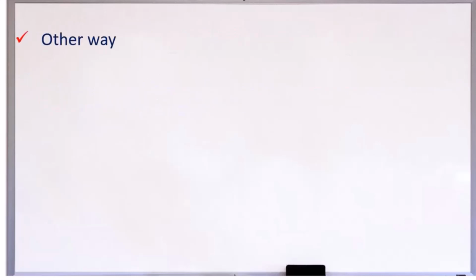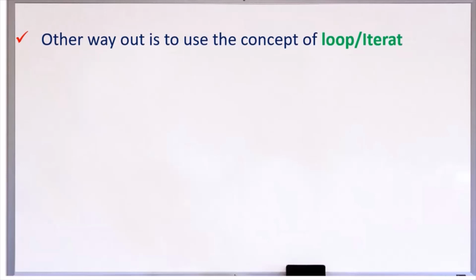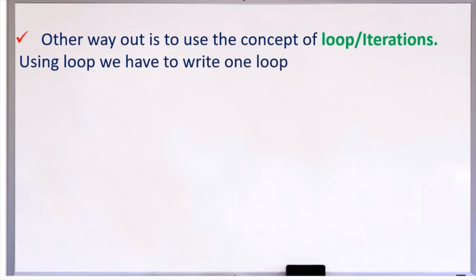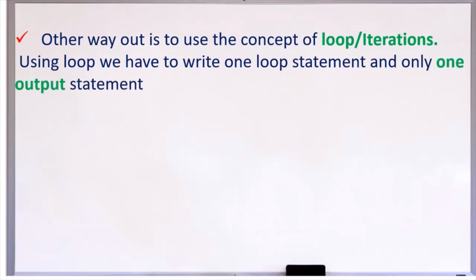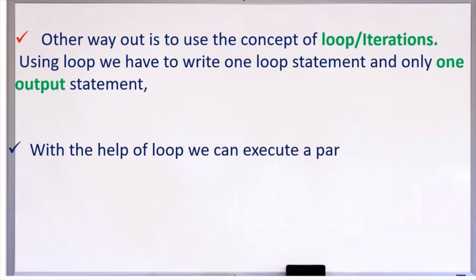Whenever we want to repeat something in our programming, we use a loop or iteration. Somewhere it is written as iteration, so don't be confused about what iteration is. Iteration is similar to loops, a second name given to loops. So using loops, we will not repeat the cout statement. We will put one cout statement inside the loop, and the loop will automatically work.